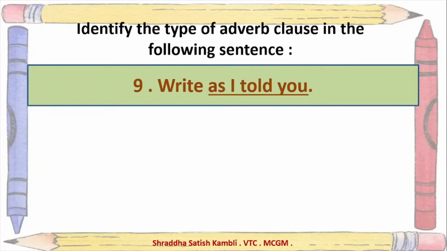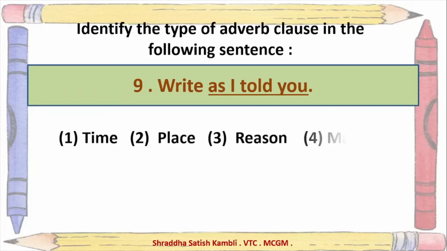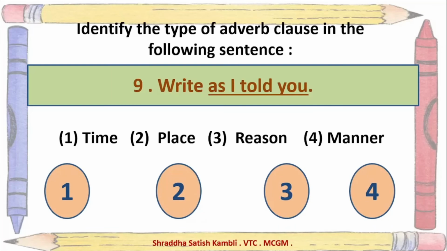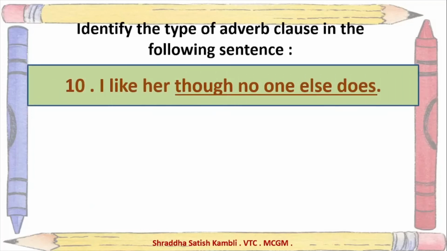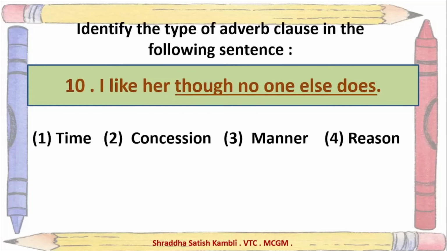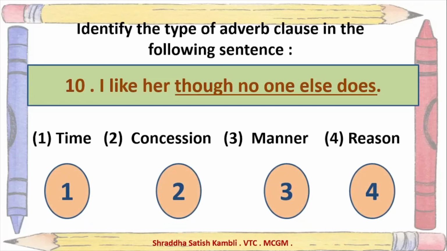Then coming to the 9th one, write as I told you. So I'm telling you a particular way in which you're supposed to write. You're not supposed to write in whichever way you wish to, but you're supposed to write in the manner that I want you to write. So it is option number 4, adverb, clause of manner. And the last one will be, I like her though no one else does. So here, I like her, okay, but no one else likes her. That means I am making a kind of exception, you can say. But since exception is not there here, we will go with concession. I am giving the concession to her that I like her, but no one else likes her. No one else wants to give her that concession. Okay, so this was the last question in pattern 2.